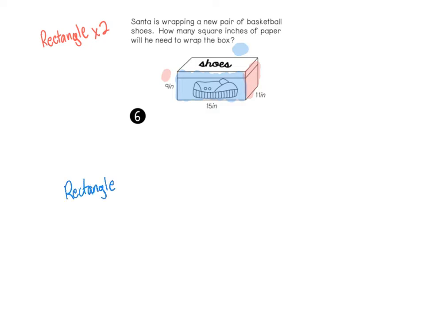We also have to do times 2. And then we have the top that we have to color code. And then there's also the bottom that we can't see. So that's going to be the green rectangle. And there's 2 of them, so we're going to do times 2.